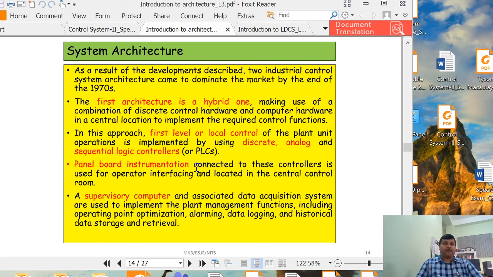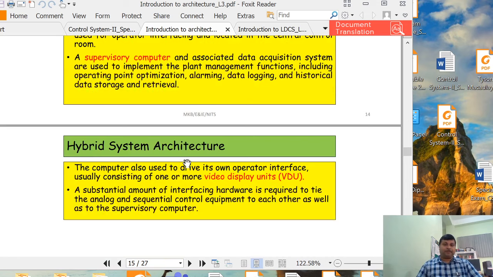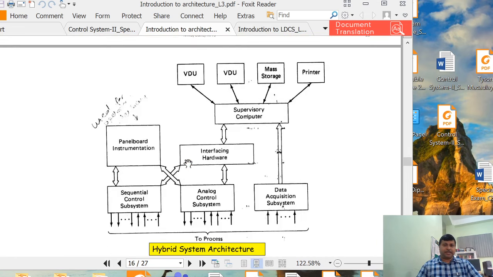In this approach, first level or local control of the plant unit operation is implemented by using discrete analog and sequential logic controllers like PLCs. Panel board instrumentation connected to these controllers is used for operator interfacing and is located in the central control room. And there must be a supervisory computer and associated data acquisition system used to implement the plant management functions, including operating point optimization, alarming, data logging, and historical data storage and retrieval. So how the architecture is, let us see. So this is the architecture.